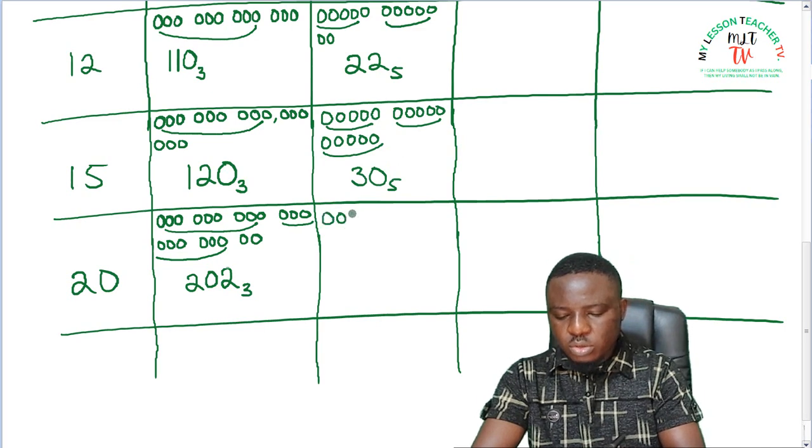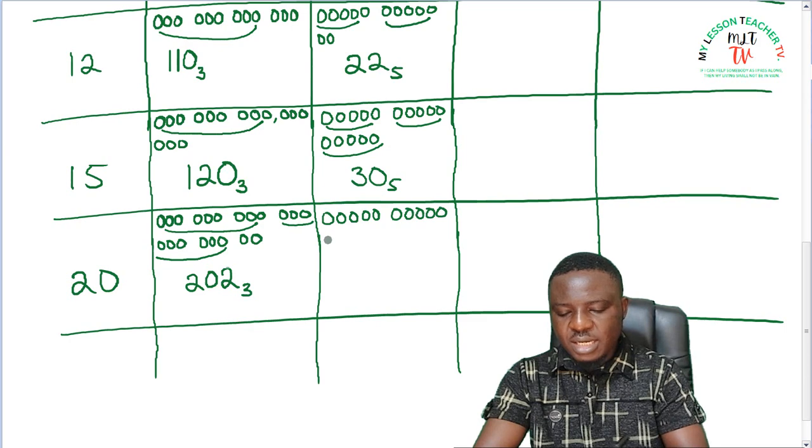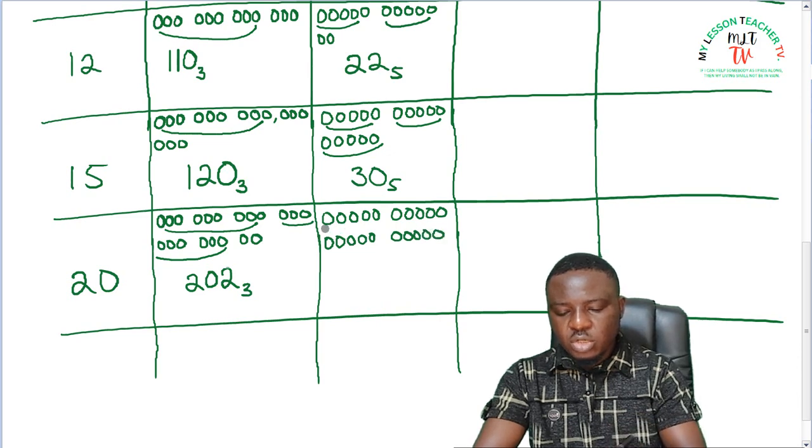20, 1, 2, 3, 4, 5, 6, 7, 8, 9, 10, 11, 12, 13, 14, 15, 16, 17, 18, 19, 20. So we have it as 4. So we have 4 groups of 5, remainder 0, all in base 5.